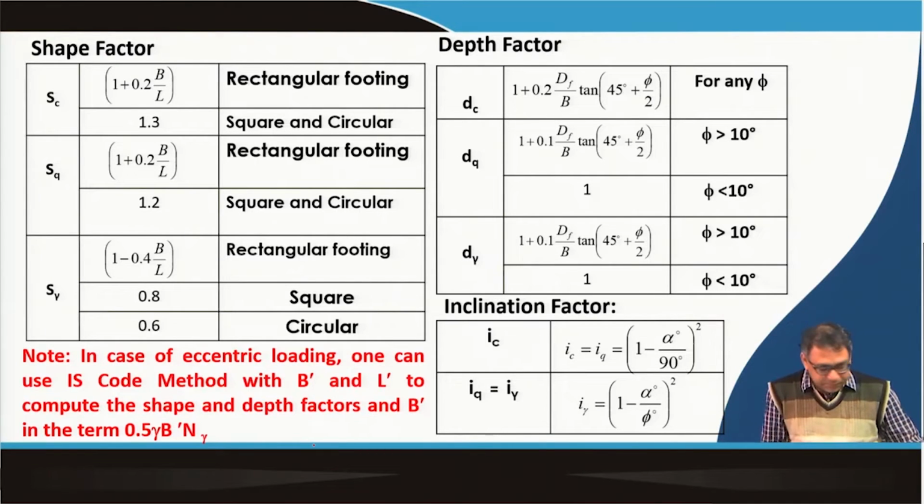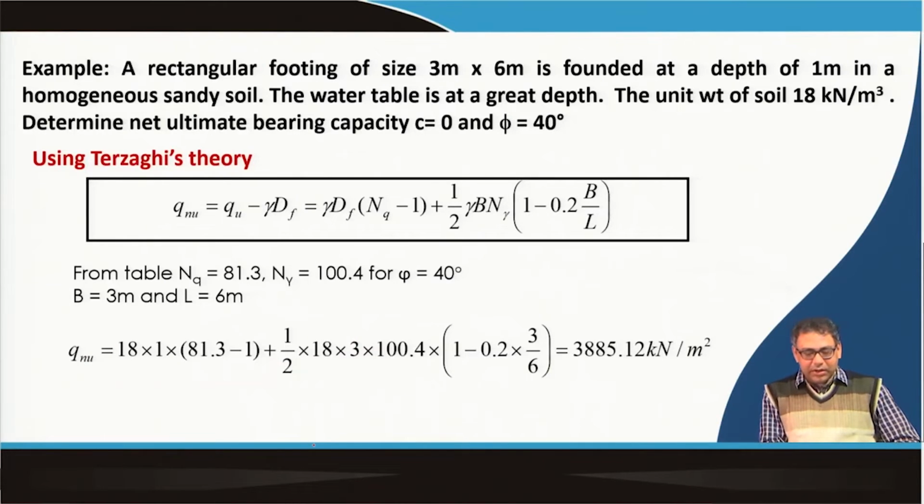Okay. So, now this is the first example problem, where a rectangular footing of size 3 meter cross 6 meter is placed at a depth of 1 meter in a homogeneous sandy soil. The water table effect is not considered, because the water table is at a great depth, I mean below a depth of B. The unit weight of soil is 18 kilonewton per meter cube. Determine the net ultimate bearing capacity when c is equal to 0, phi is equal to 40 degree.